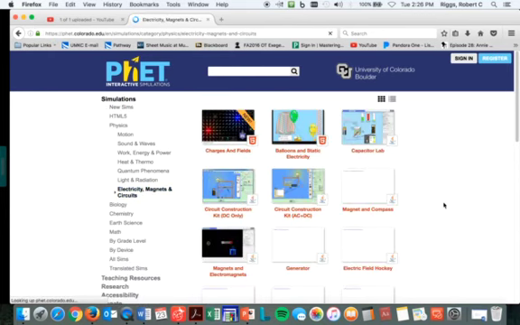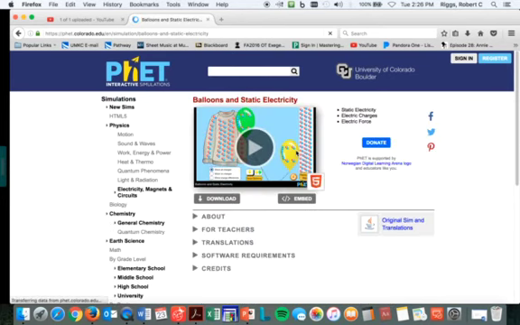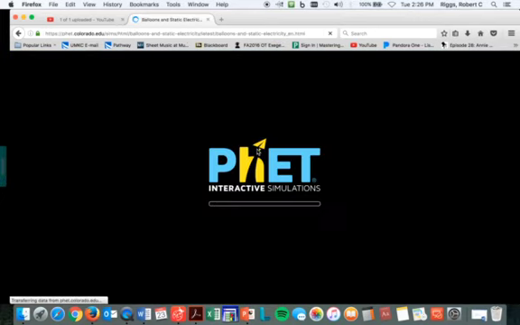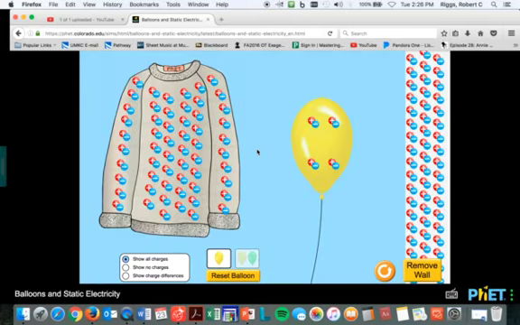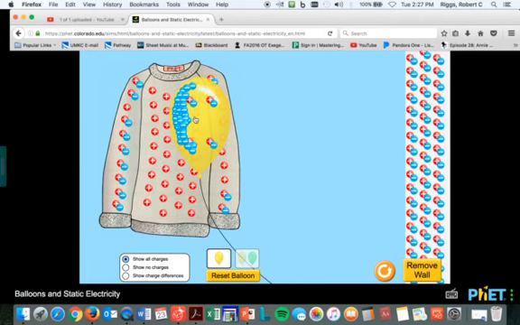This is a classic that you've seen a million times: balloons and static electricity. Now look what happens. Notice they're all neutrally charged. And here's the wall. We know that the wall is not a conductor of electricity. Neither is the sweater, really. But it's dry, and so we can go over here and scrape up a bunch of electrons off the sweater.